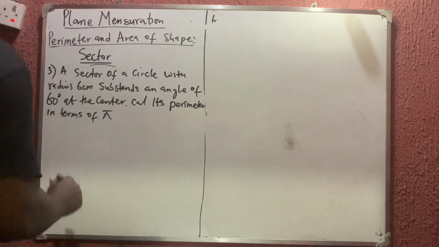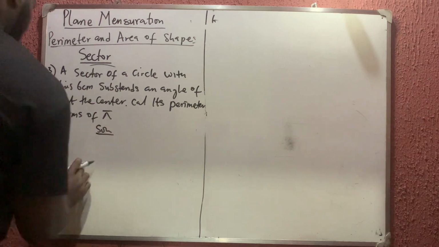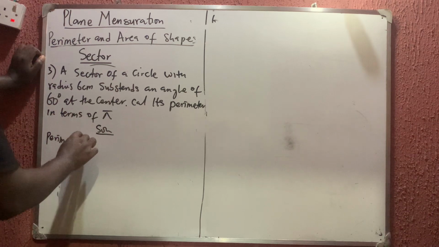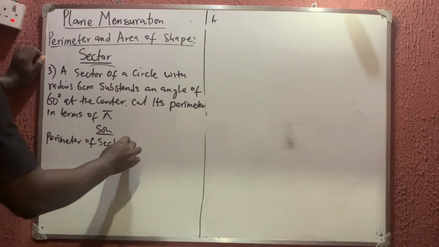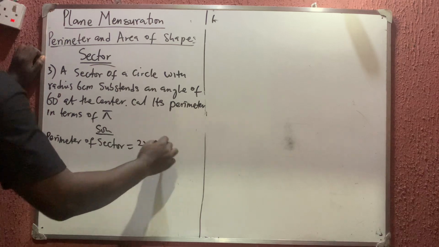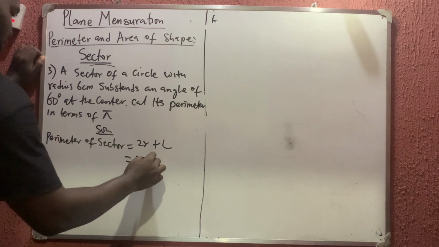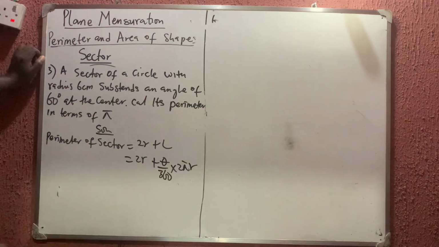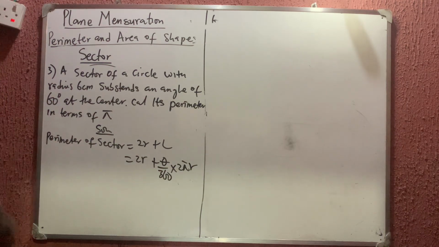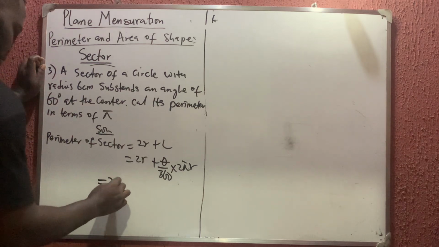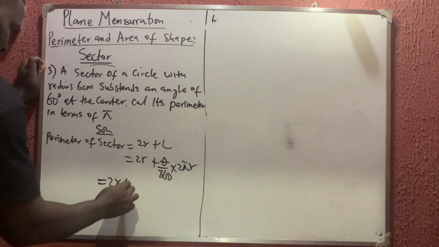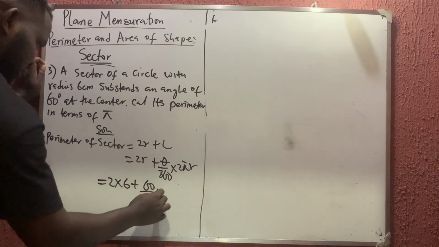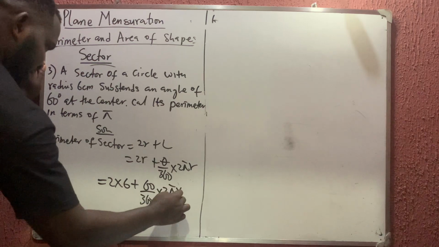Okay, solution. You should know that the perimeter of a sector is given by 2r plus L, which is 2r plus theta over 360 times 2 pi r. So we have that this is equal to 2 times the radius, which is 6, plus 60 over 360 times 2 pi times 6.